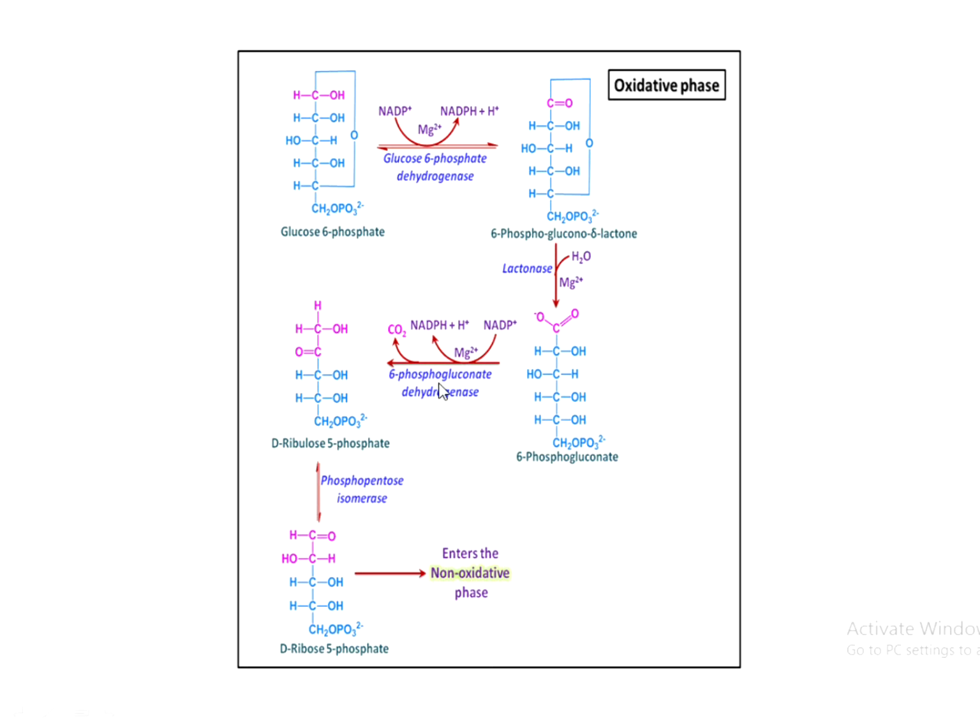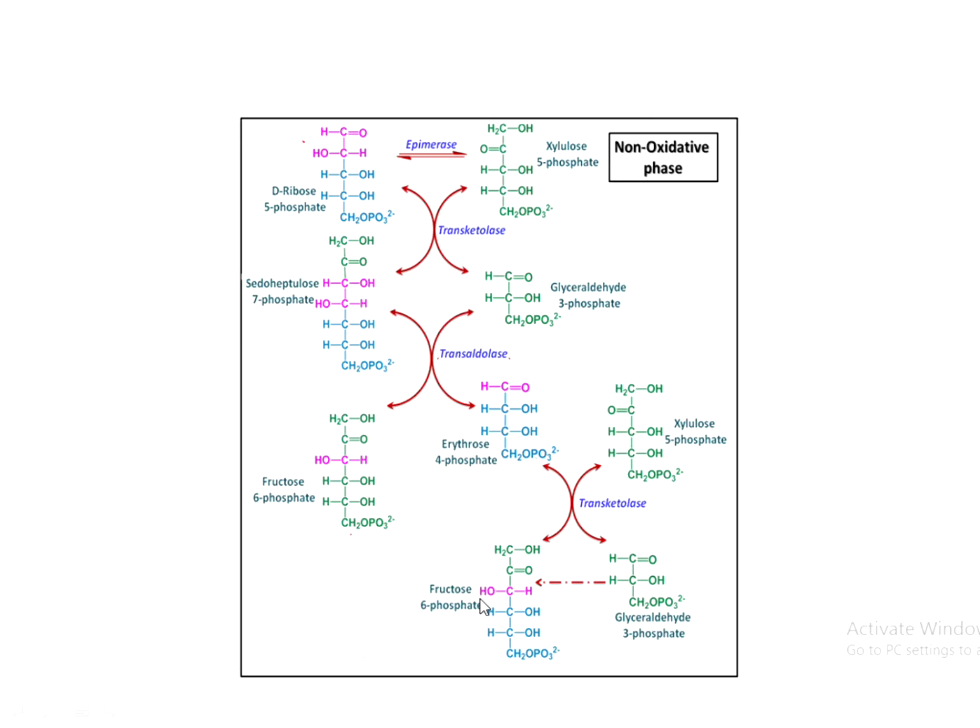Then it reacts with 6-phosphogluconate dehydrogenase and we get D-ribulose 5-phosphate. In between, NADP positive is converted into NADPH plus H positive and carbon dioxide is released here. And this compound reacts with phosphopentose isomerase, and finally we get D-ribose 5-phosphate, and this enters into the non-oxidative phase.